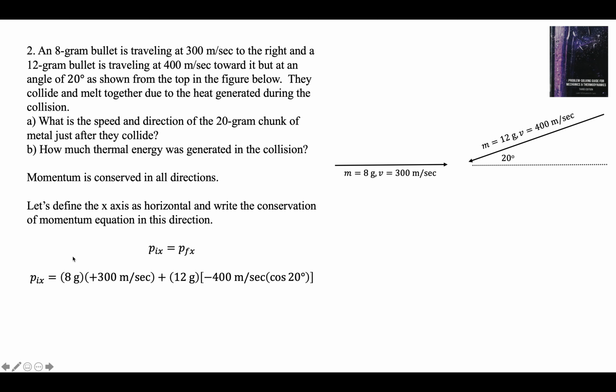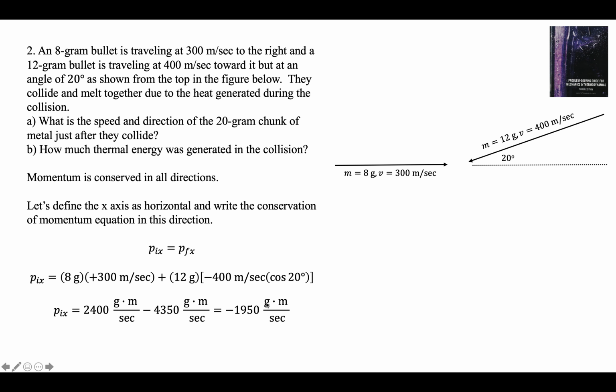That's the 8-gram bullet. It's all x. There's no vertical component, so all 300 meters per second is in the horizontal direction. The 12-gram bullet, we have to multiply the 400 meters per second by cosine 20 to get the horizontal component of the velocity, and we have to stick a negative sign in there to tell the equation that it's a head-on collision. They're not going in the same direction.